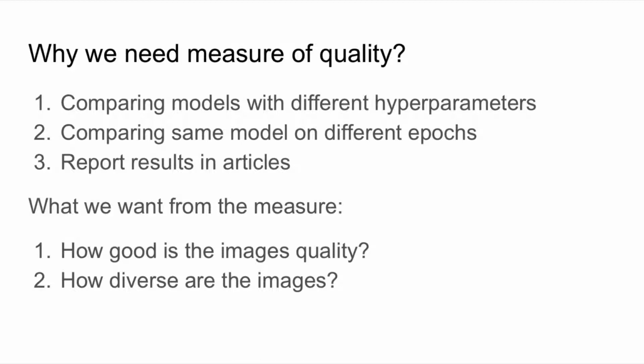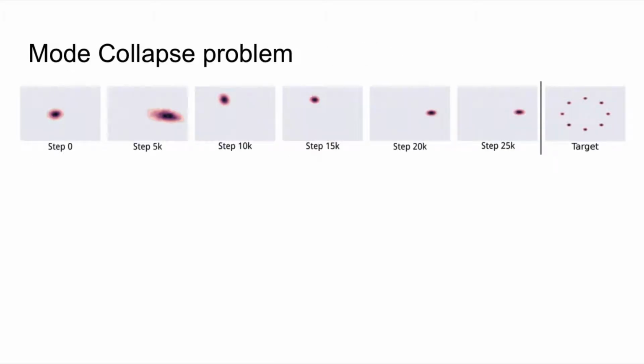We want our measure of quality to correlate with two aspects. First, what is the quality of our synthetic images? How good are they? And second, how diverse is our generated set? Does it cover all image classes, or does it generate only one image each time? The second metric requirement is very important.